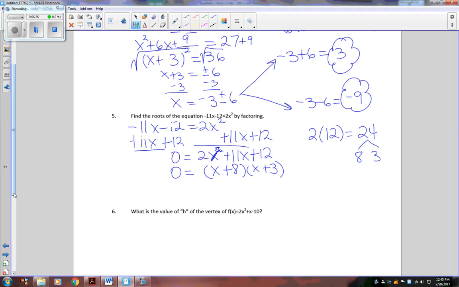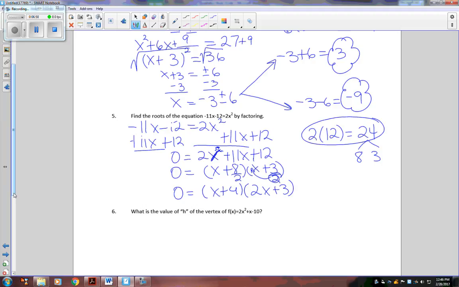So this was the multiply part. This is the divide part. I need to divide each by 2 and reduce it. This reduces to 4. This one does not reduce. So this is the slide part. You slide that 2 in front of the x, and I have 2x plus 3.